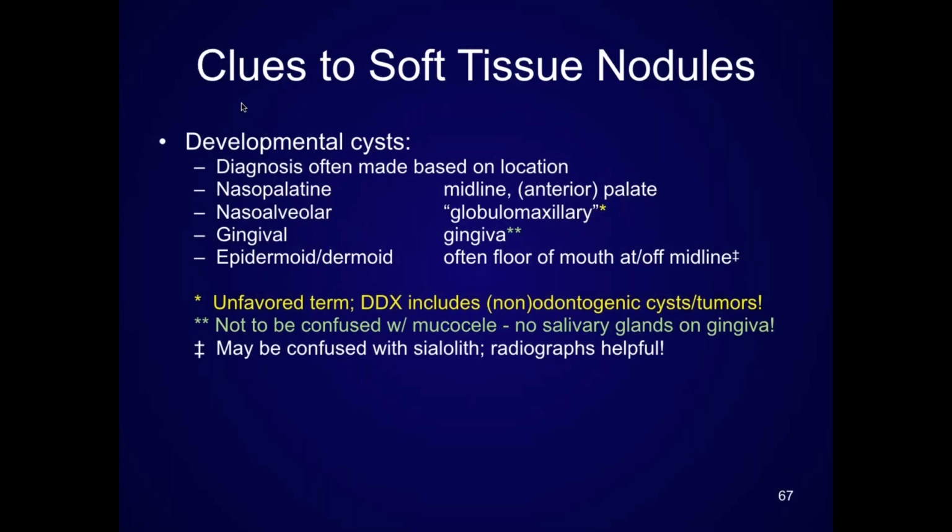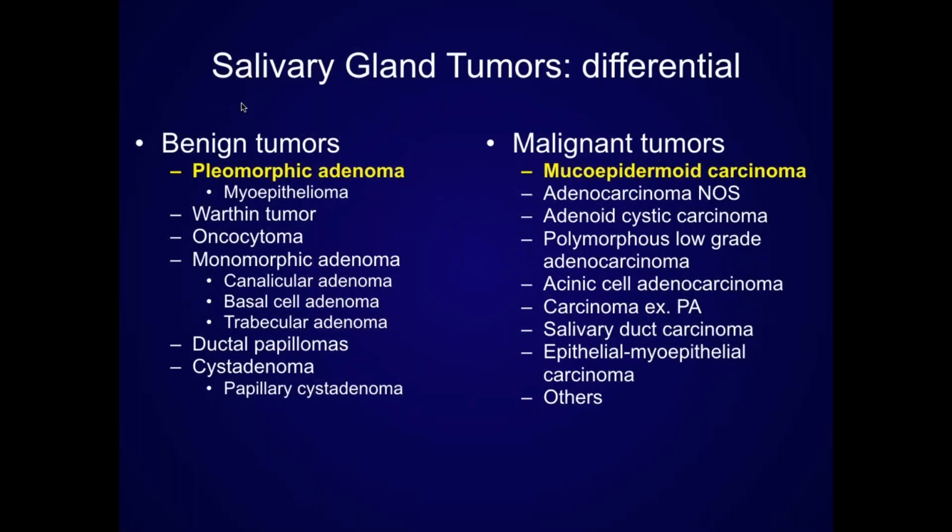When it comes to developmental cysts, it's all about location. So if they're up in the midline, you think nasopalatine duct cysts. If they're in the globulomaxillary region, like over here by the lateral incisor, they're called nasoalveolar cysts. Most of them turn out to be OKCs. We'll get there. If they're gingival, you want to make sure it's not in the bone. And for the floor of the mouth, you want to just make sure there's not a hard tissue mass down there.